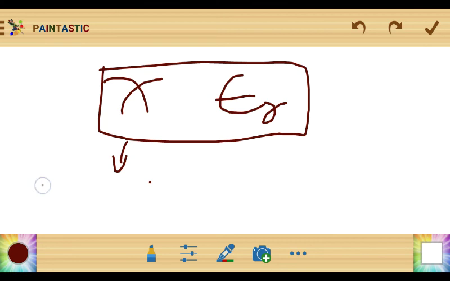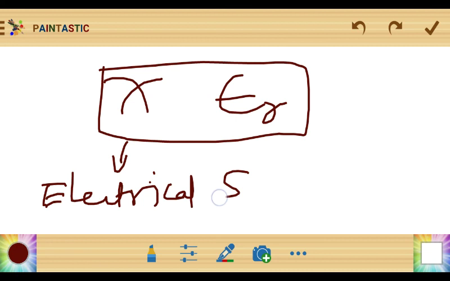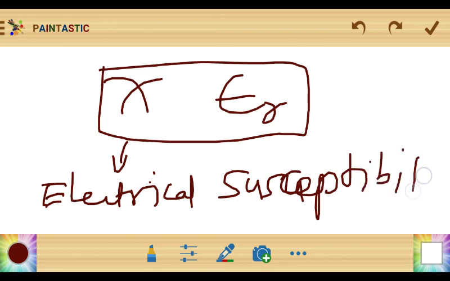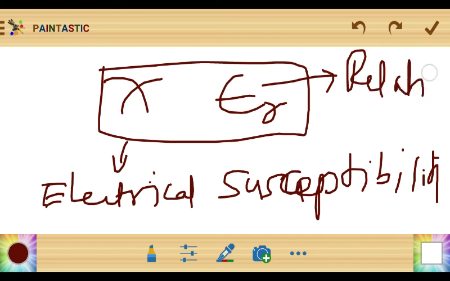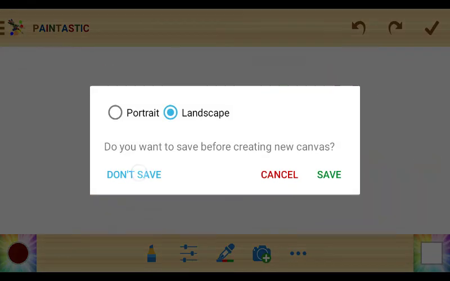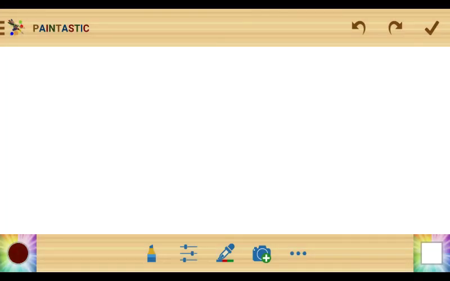Electrical susceptibility, and epsilon r you already know, relative dielectric constant or relative permittivity. This is a very important derivation which they usually ask in exam. So what is it? It is very easy to understand.